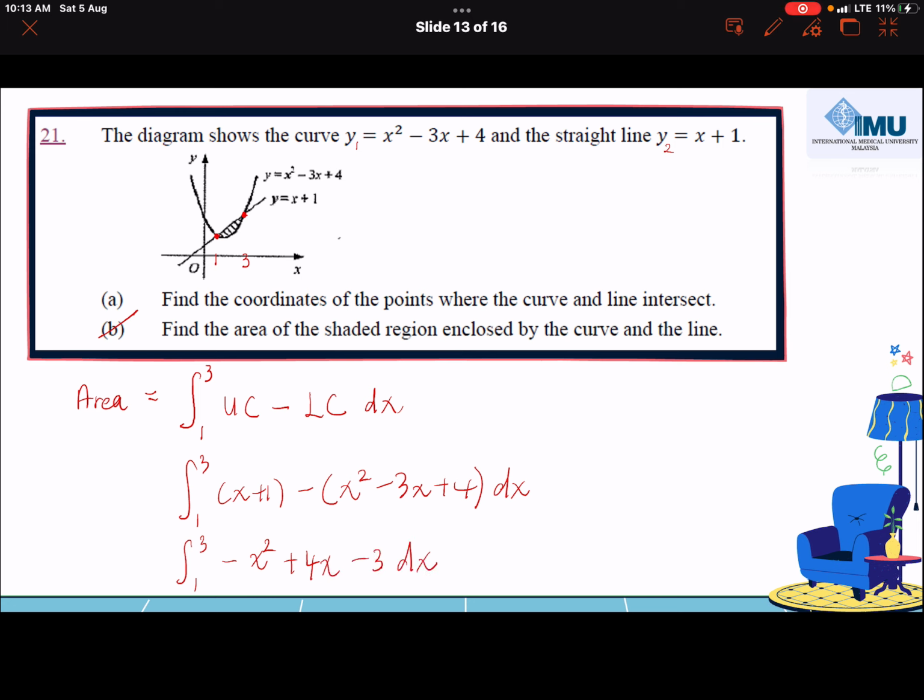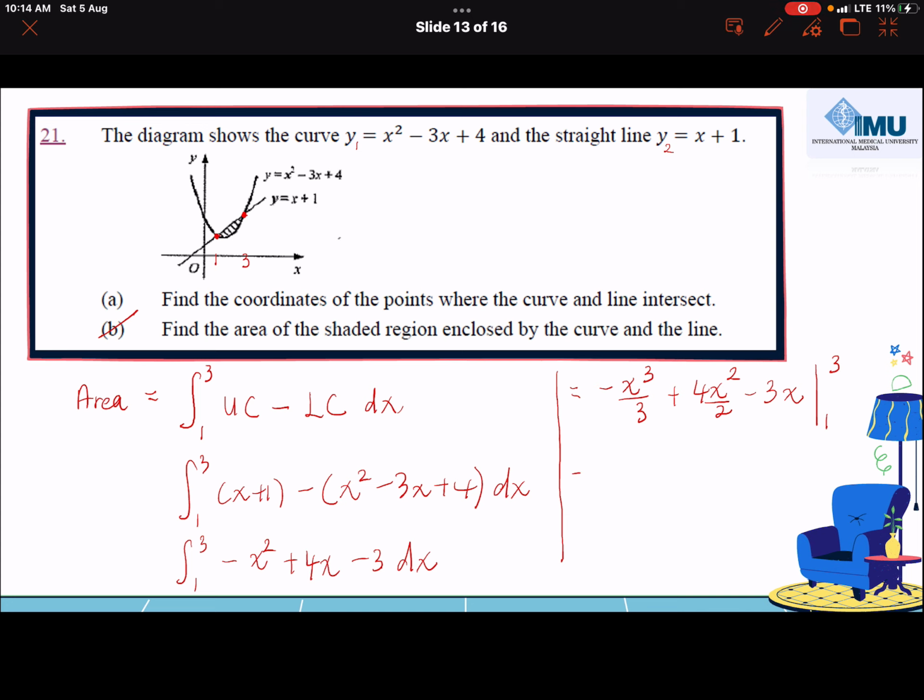You're going to integrate it with respect to x. Remember, this is the power rule. So how you integrate is simply the power will be increased by 1 and you divide by that power. So in this case, you will get negative x cubed over 3 after you integrate, plus 4x squared over 2. Last but not least, negative 3 is a constant. When you integrate it, you will get an additional x here. So don't forget the boundary from 1 to 3.